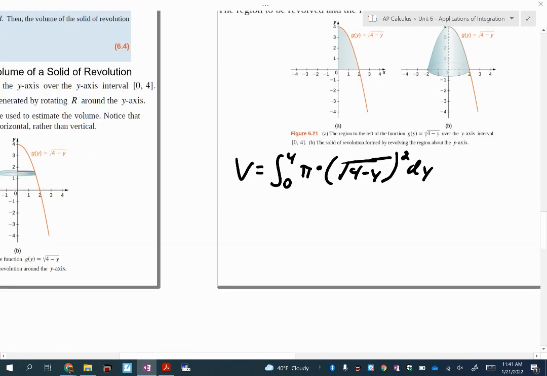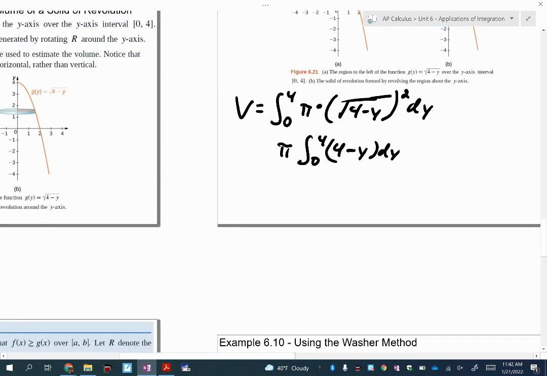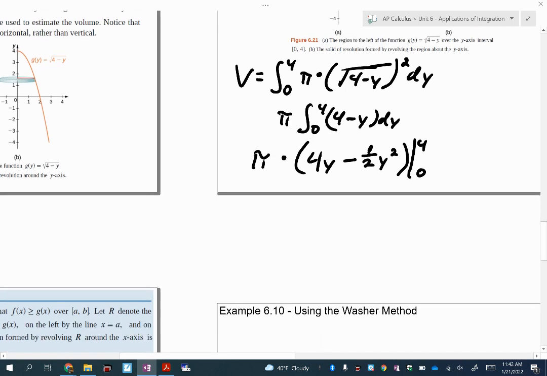All right, now squaring a square root means it's just going to go away, so I'm going to pull the pi out front, and we have 4 minus y dy. So the antiderivative here would be 4y minus 1/2 y squared. Evaluate it at 4 and 0. Again, we will eventually, at the end, multiply this by pi.